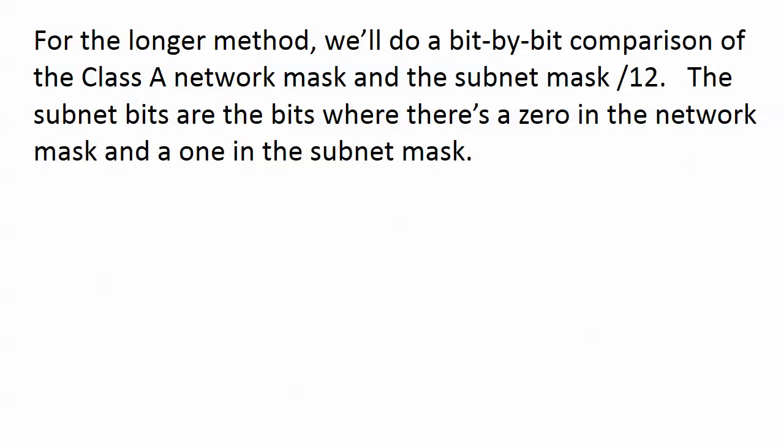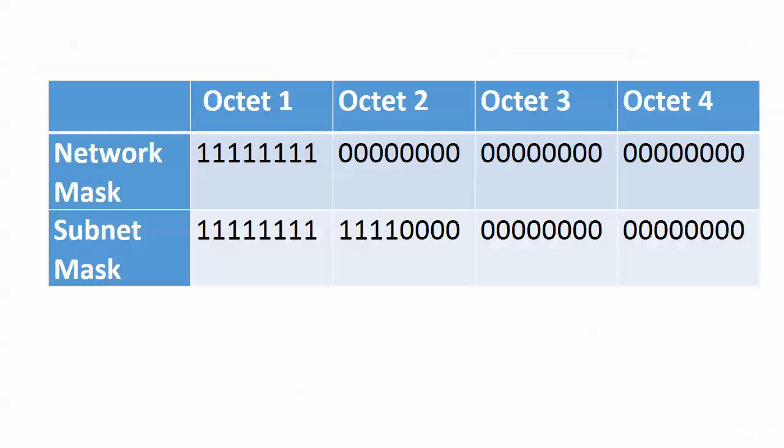And how do we identify the subnet bits then when the subnetting's already been done? Well, the subnet bits are going to be the bits where there's a 0 in the network mask and a 1 in the subnet mask. And that's why I'm doing this breakdown. So we've got our network mask in that top row. We know that's 255.0.0.0, and I've written it out for you here. It's nice and clean, all 1s in the first octet, all 0s for octets 2, 3, and 4.